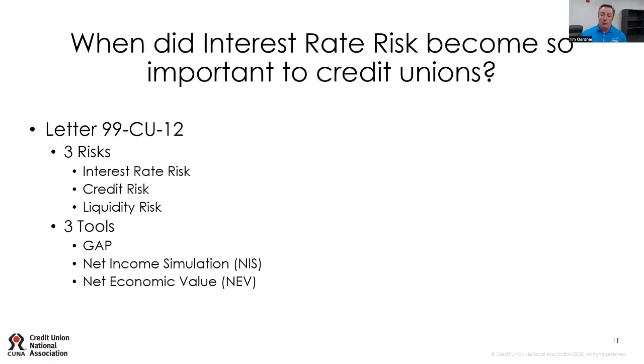So when you look at your ALM policies, you're probably going to find these three risks listed in that policy, and when you see them in there, you just want to make sure that you can understand what the credit union is doing to measure credit risk, as an example. When we talk about risks that are out there, so interest rate risk.